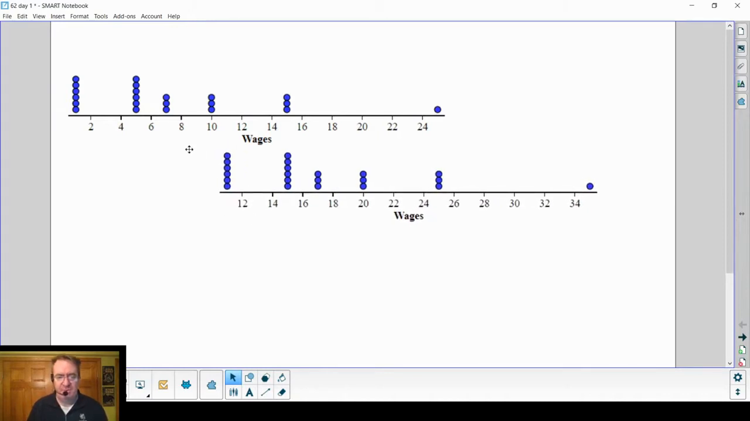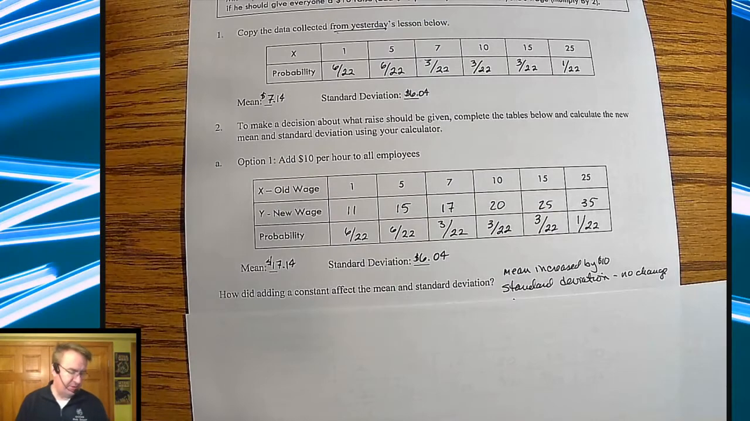So since everything got picked up and moved, the mean's going to change since the values changed, but the spread hasn't. Notice here in my range, what's the distance between 1 and 25? That's 24. That's the same distance as the distance between 11 and 35. So not a big surprise there.